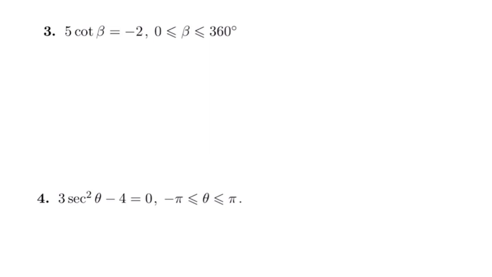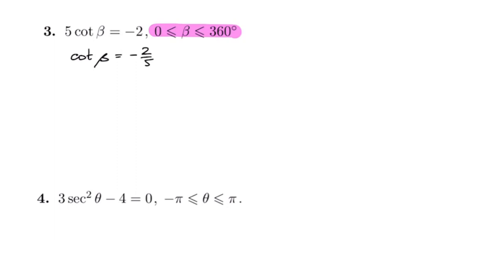Right, number 3 is 5 cot beta equals -2. And again, we're back in degrees again. Okay, so we need to make sure our calculator is working with us. First thing we need to do is rearrange it to get the cot beta on its own. So cot beta equals -2/5.